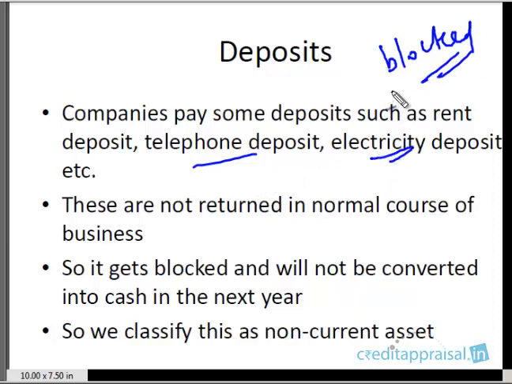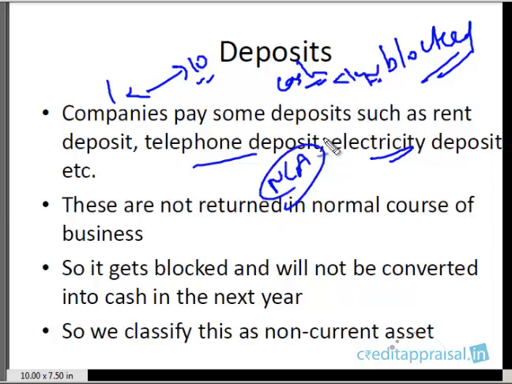This is not something that is returned in the normal course. If you have plans to stay in the premises for some 10 years, till then you won't get back this money, right? So it is not something that is going to be realized. It is not something that is going to be converted into cash within the next 1 year. So it is a non-current asset. Why? Because it is not going to be converted into cash in the near future. Since it is not going to be returned in the normal course of business and gets blocked, let us classify it as a non-current asset.